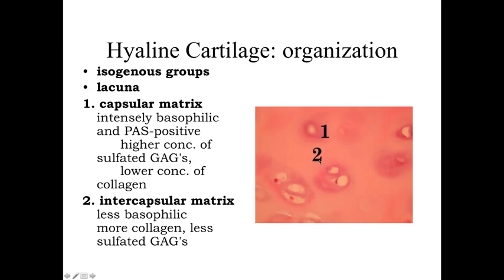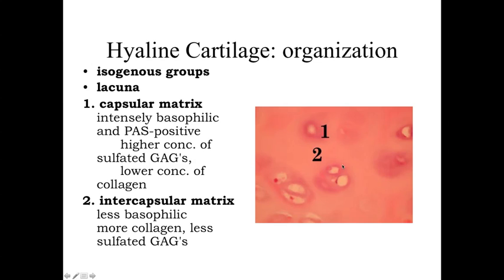Now, the intensely basophilic region immediately surrounding the lacunae is going to be referred to as the capsular matrix. And it's going to be very basophilic because we have a higher concentration of the sulfated glycosaminoglycans and a lower concentration of the collagens. So we got the collagens all the way through this matrix, type 2 collagen, again characteristic of hyaline cartilage. But in essence, these glycosaminoglycans are going to be sticky. They're going to be at a higher concentration as they're deposited by these chondrocytes, and less of it is going to be able to diffuse over here.